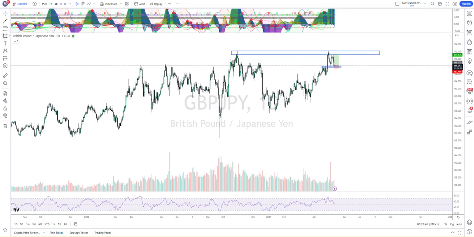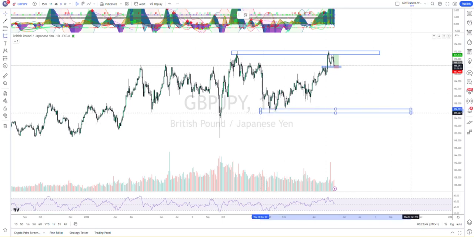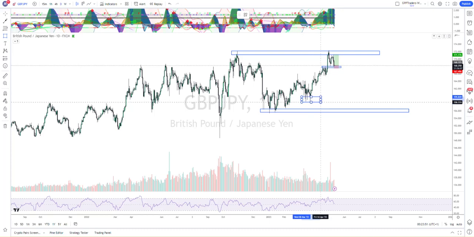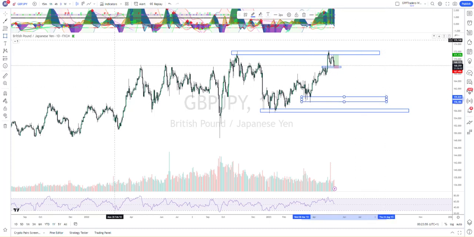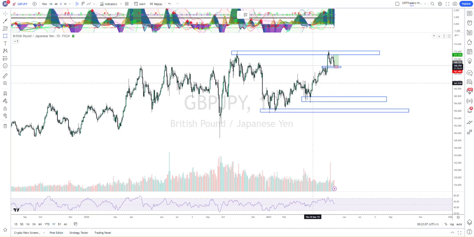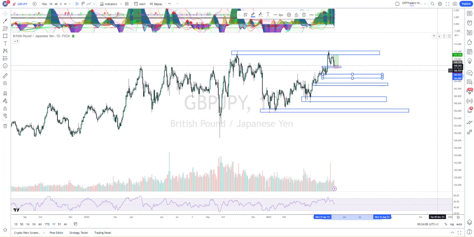We could have marked out the local bottom here, and then that gives us a range. We can see another area of interest around here, and then if I were to continue drawing, what you can see is I'm drawing zones for each time where price has reacted and has gone higher, because we are clearly in an uptrend at the moment.